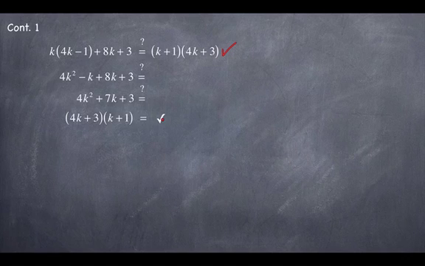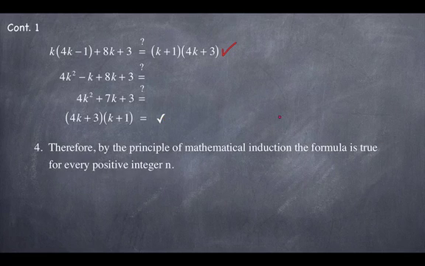So now is step 4, which is basically to write a conclusion. And this is the conclusion that I need to write down. Therefore, by the principle of mathematical induction, the formula is true for every positive integer n. And like I said earlier, basically you're presenting an argument. And you should be able to follow this. If you still don't understand the nature of the argument, I'll clarify it in class. Let's move on to number 2.